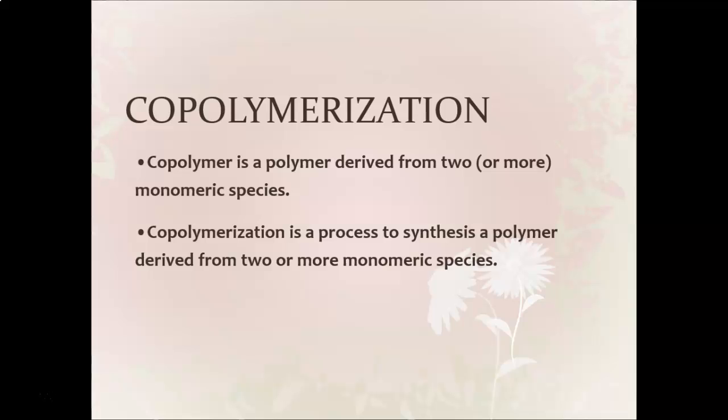I will give you a simple example. For example, nylon 66. Nylon 66 contains hexamethylene diamine and the monomer adipic acid. So when hexamethylene diamine reacts with adipic acid, it will produce nylon 66. So nylon 66 is a copolymer. The opposite of a copolymer is a homopolymer, which is a polymer that is made up of only one type of monomer unit.